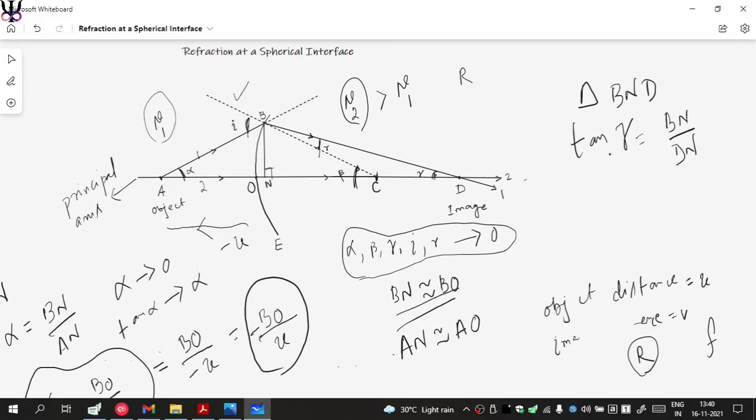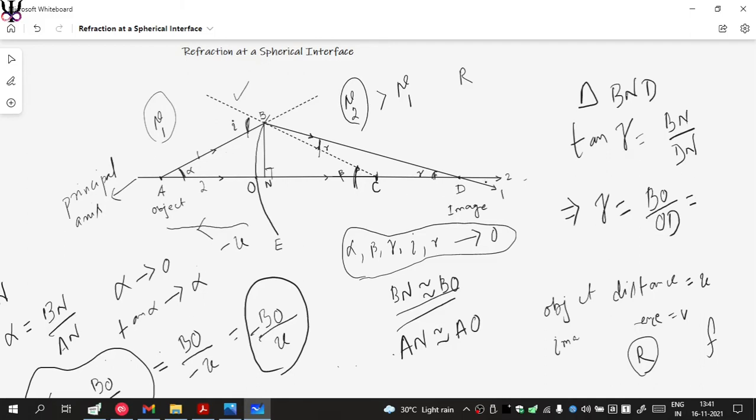Okay, but then gamma is also very small, so tan gamma will be approximately equal to gamma. Again, when we talk about BN, for B approaching O, BN is the same as BO. We will keep BO as it is, divided by DN. What is DN? DN is the same as DO or OD, because N is approximately the same as O. Okay, but here what is OD?